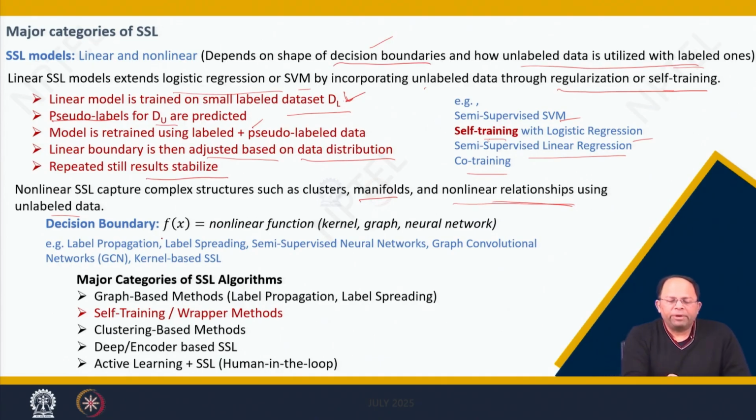So the decision boundary f(x) is equal to a nonlinear function, whichever we adopt. It could be a kernel, a graph, a neural network, any one of those. Some examples of this model are label propagation, label spreading, semi-supervised neural networks, graph convolution networks, kernel-based SSL, and so on.